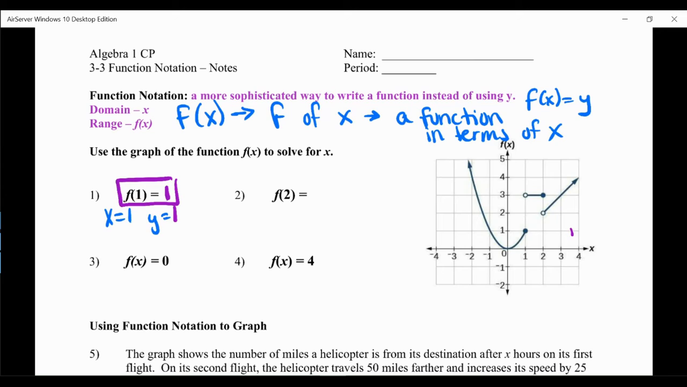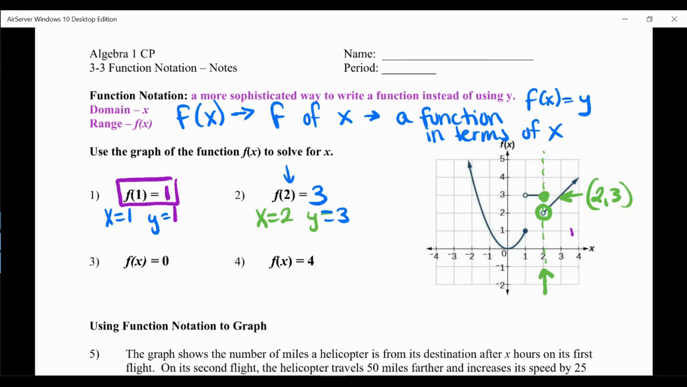For f of 2, again, x equals 2. What does y equal? So find x equals 2, and any point on that vertical line has an x value of 2. Again, we have a closed circle and an open circle, so we want that closed circle y value. That point is the point (2, 3). So when x equals 2, y equals 3. So f of 2 equals 3.